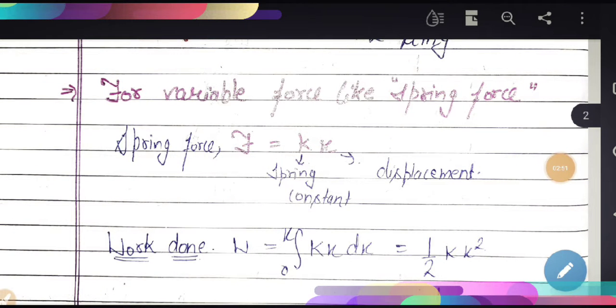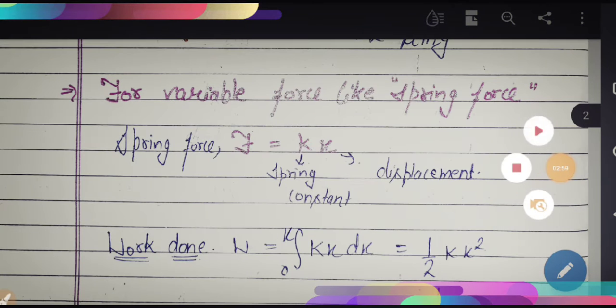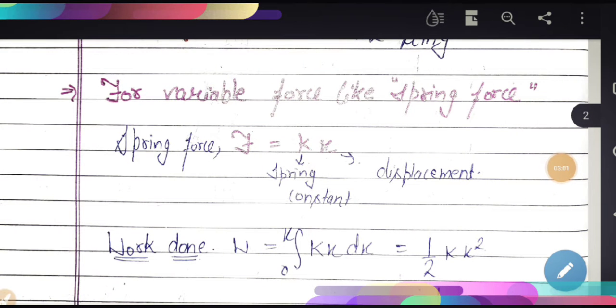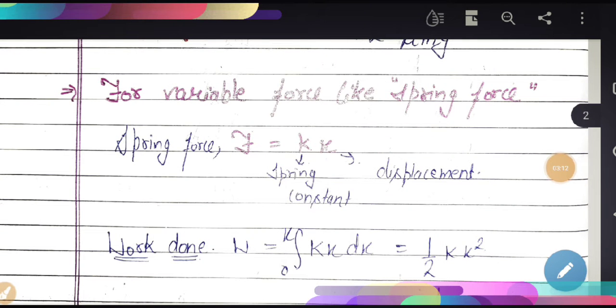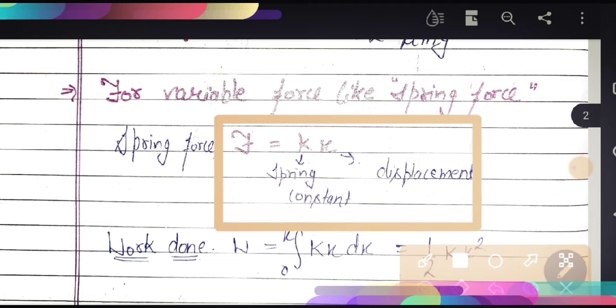Now, the above expressions were all for the force which was constant in value. What if the force is not constant? For example, spring force is not constant and the value of the force changes as the spring compresses or expands. So, the value of spring force is F is equal to Kx, where K is the spring constant and x is displacement.